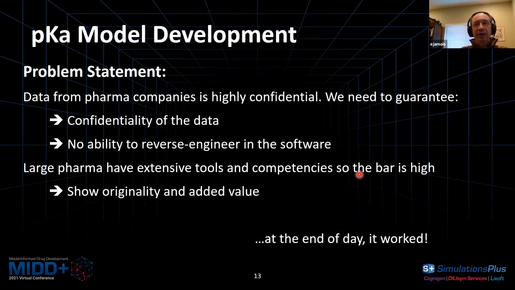Of course, there's yet another side to that coin, which is that data from pharmaceutical companies is highly confidential. So we need to guarantee, number one, the confidentiality of the data, that it will not ever be disclosed, and also that there is no ability within the software to reverse engineer back to that data. And we do guarantee both. There is no way to do these things.